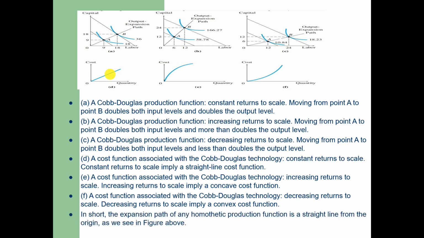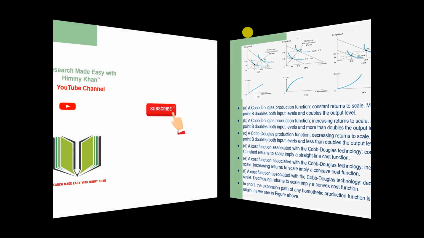So in short, the expansion path of any homothetic function is a straight line from origin, as we can see in this figure above. Ladies and gentlemen, this was a brief review and discussion about homothetic functions.